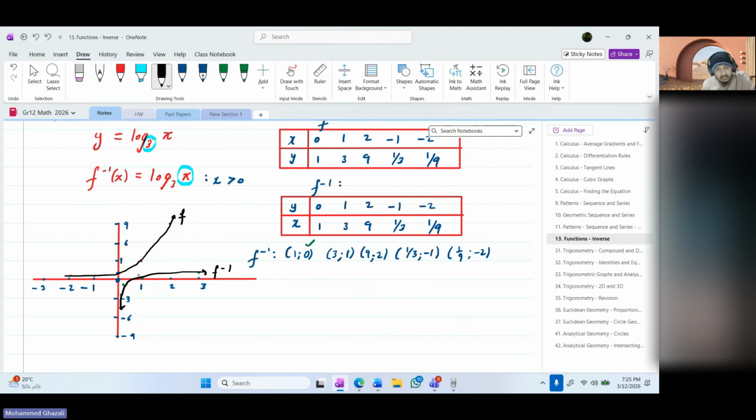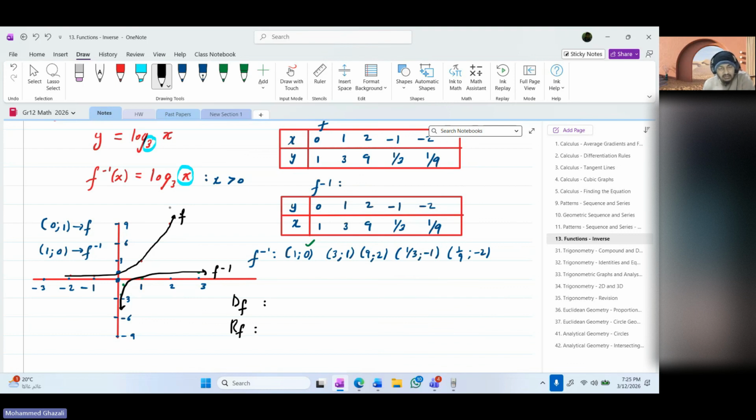Right. So these are the reflections of each other. See this point here? There was a coordinate on F, which was 0 and 1. Another coordinate is 1 and 0 on F inverse. Now, what's important to note here is the domain and range. See the domain of F, right? And the range of F.